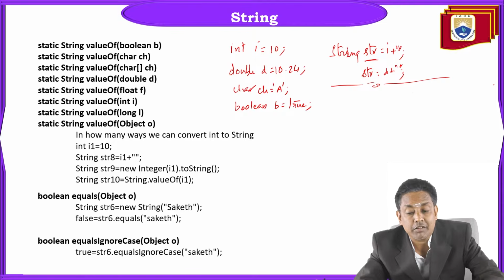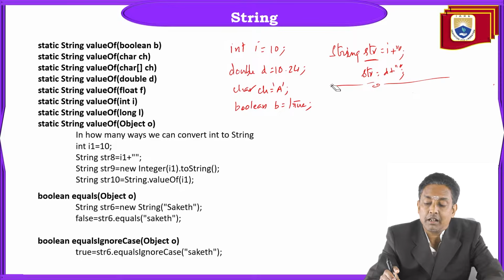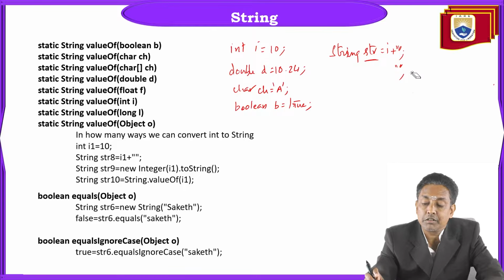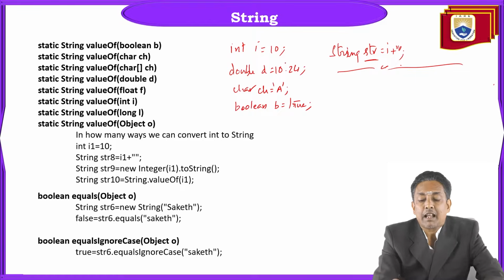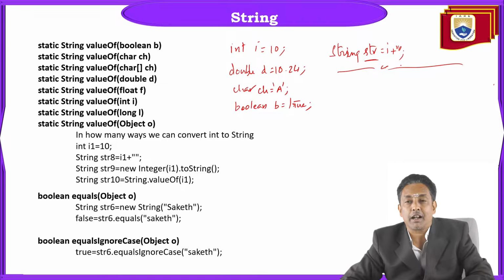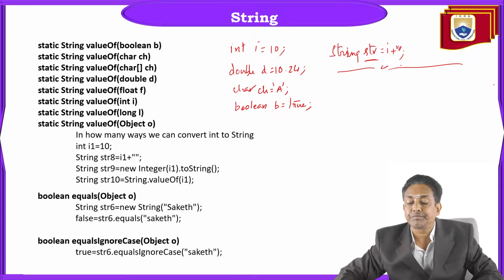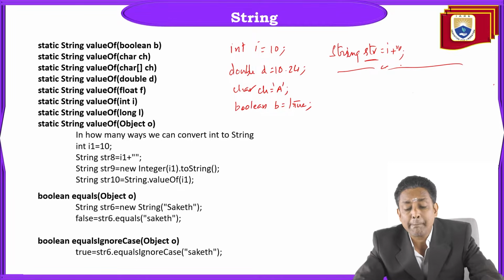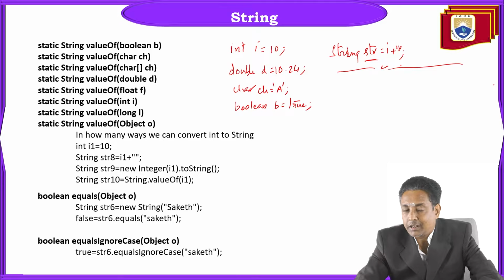And are there any other ways to do this conversion? Like, I'll write it only for the int to string conversion. Same thing you can do for other types also. Any other way so that we can convert int into string. One is concatenating an empty string. The other way is, for every primitive data type, as we discussed, one wrapper class exists in Java, right?